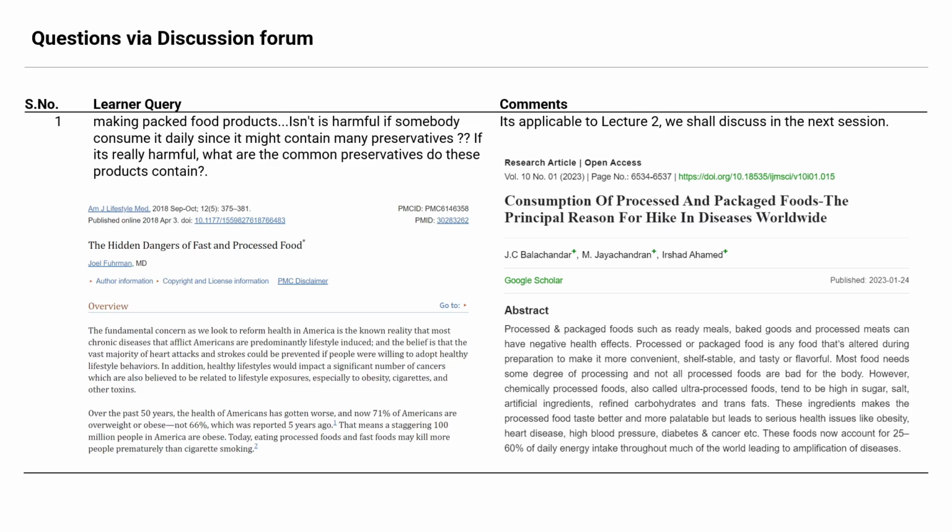Yes. Sir, some of the common preservatives that are used in packed foods are ascorbic acid, sodium benzoate, and benzoic acid. So these are the few preservatives used. All right. And what about if we consume these foods daily, packaged food daily?